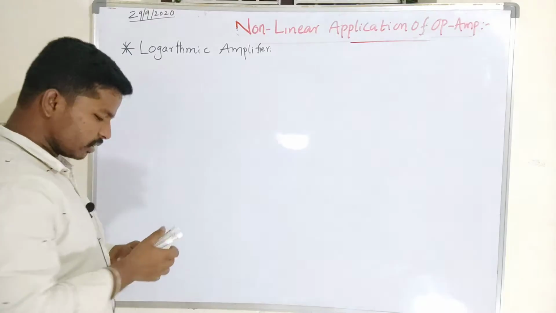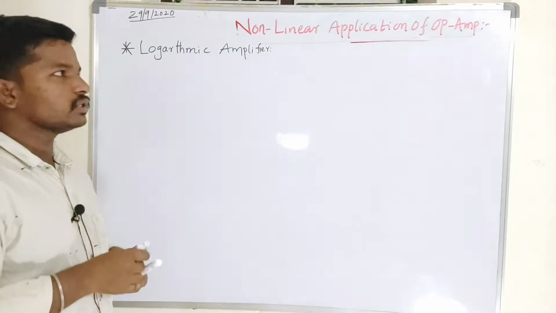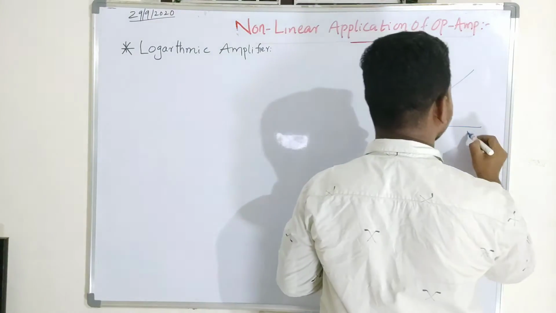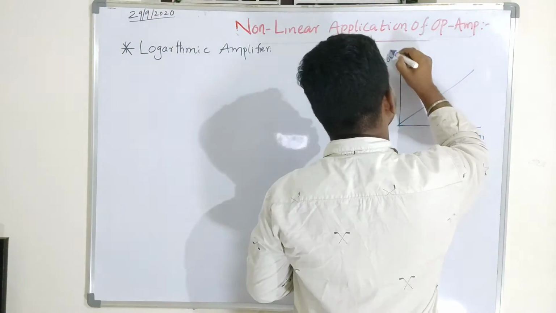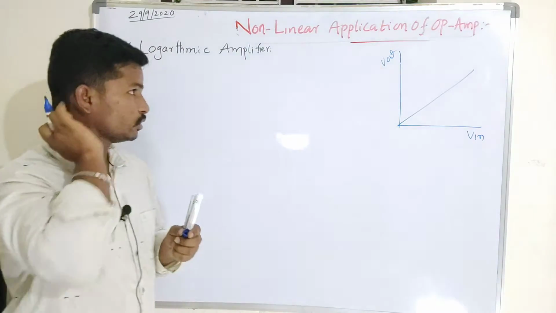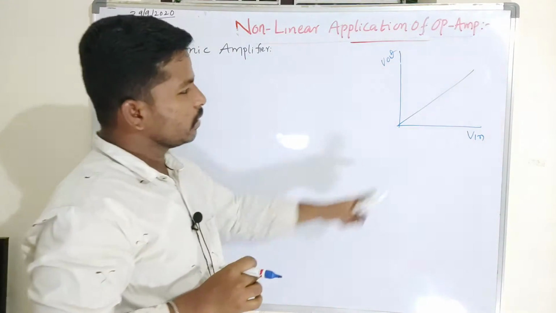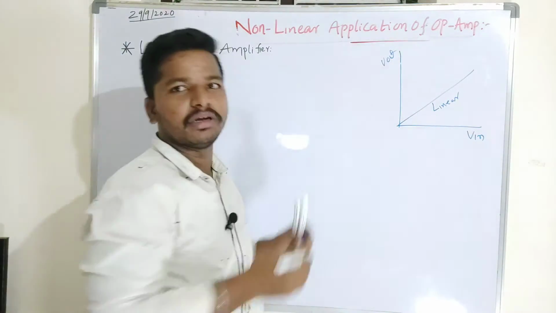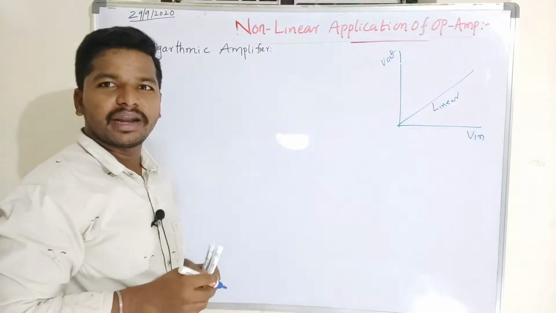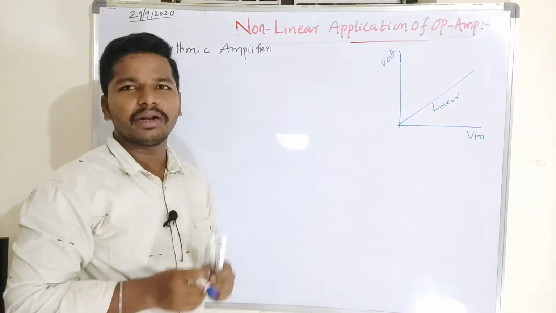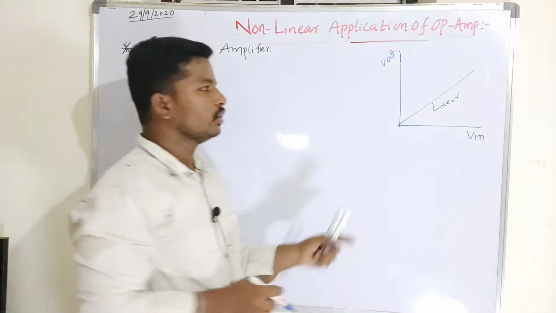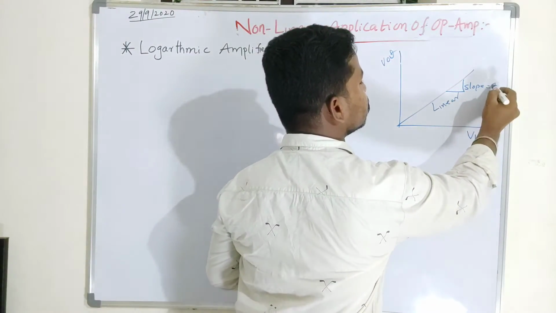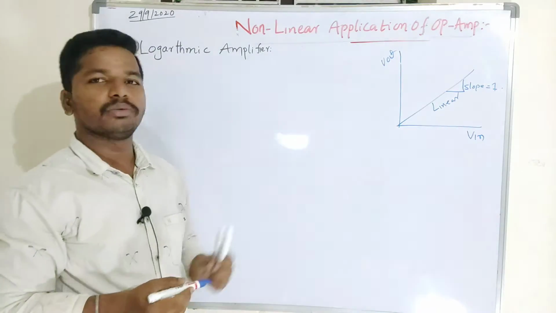Let's get started. We have discussed the linear applications of operational amplifiers, where I am assuming that the input and output are in voltage form. It looks like a linear circuit with linear characteristics. This linear characteristic circuit provides equal gain at every point, because of that the slope of this graph will be equal to 1.